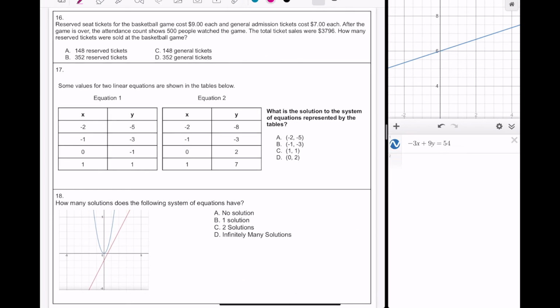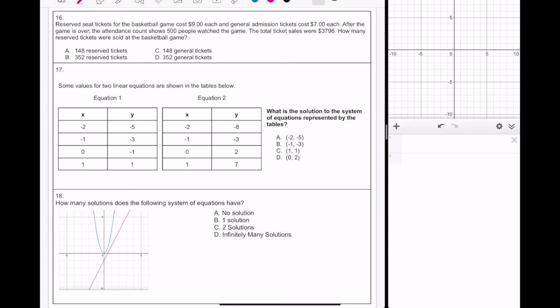Right, number 16. Reserved seat tickets for the basketball game cost $9 each, and general admission tickets cost $7 each. After the game is over, the attendance count shows 500 people watched the game. The total ticket sales were $3,796. How many reserved tickets were sold at the basketball game? Okay, well, what we know is all the information that is given to us, and what we need to know is how many reserved tickets. That is what we need.